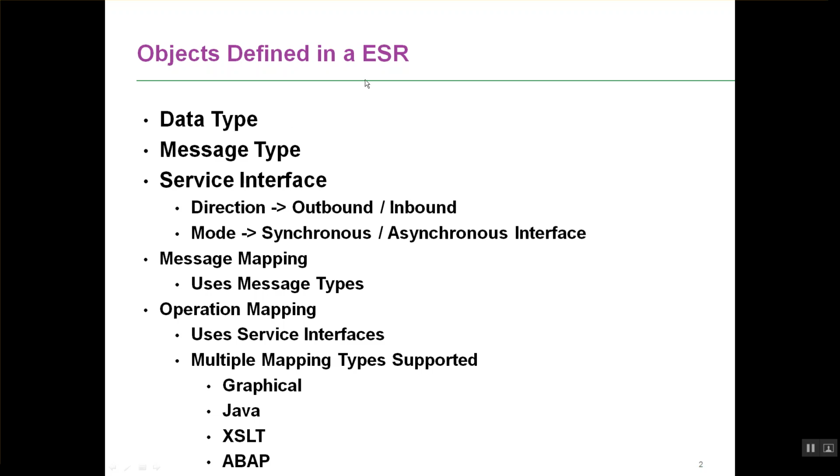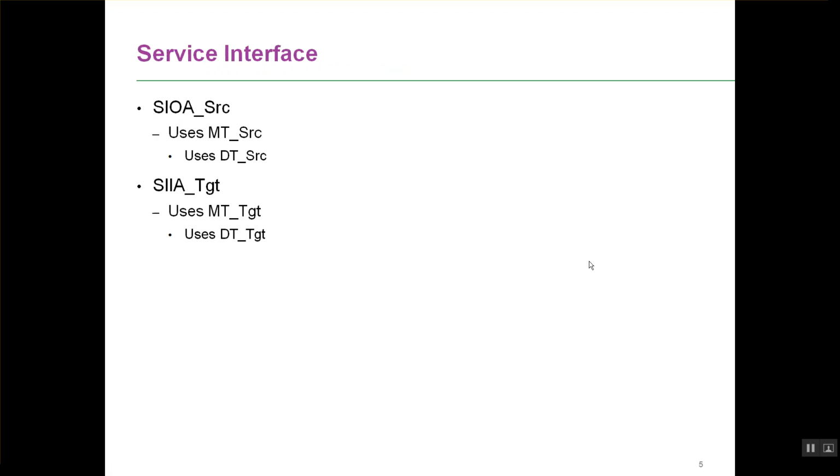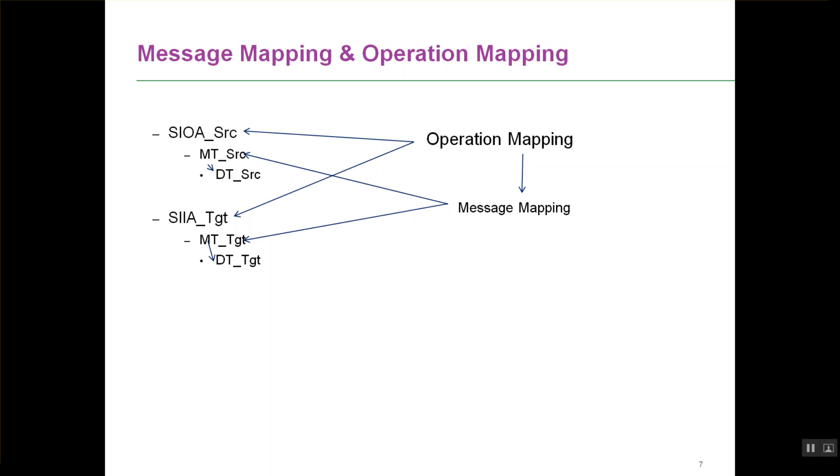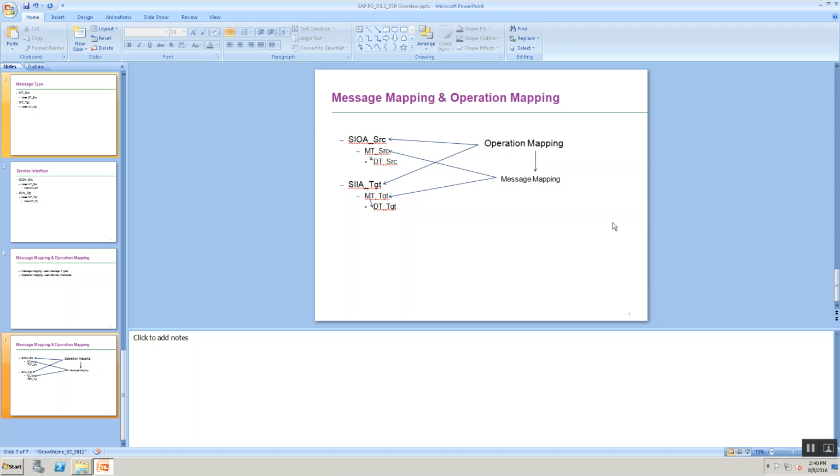You'll define two data types, two message types, two service interfaces, one message mapping, and one operation mapping, and with that, your Enterprise Service Repository development will be completed for the file-to-file interfaces. Okay, so let's start our development.